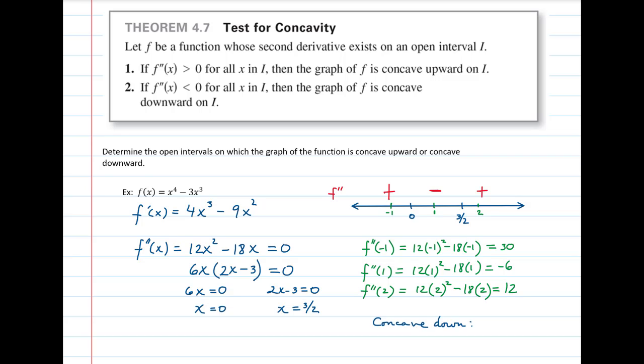All right, so writing this formally, we have the intervals where the function is concave down: 0 to 3/2. And for the intervals where the function is concave up, we have negative infinity to 0, union 3/2 to positive infinity. And there we have it.